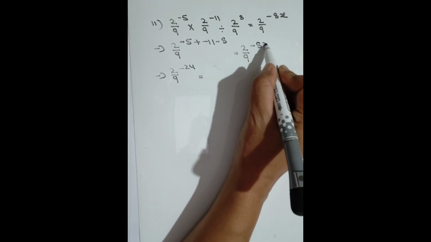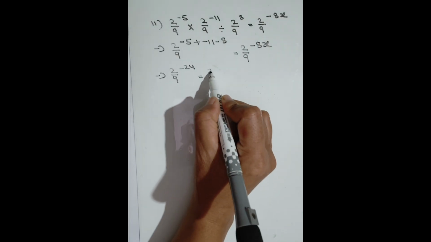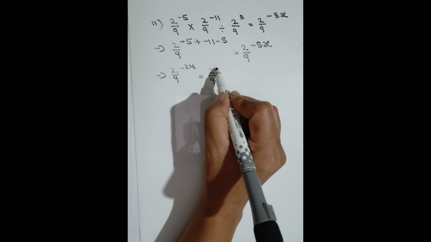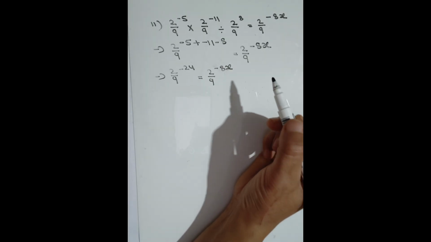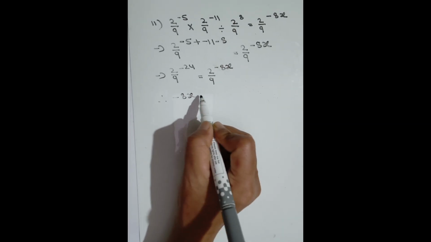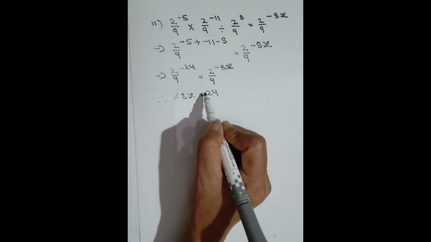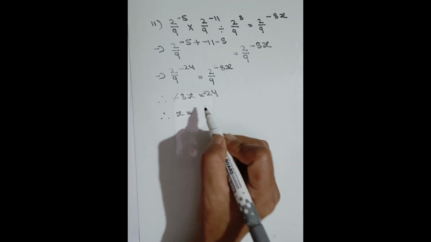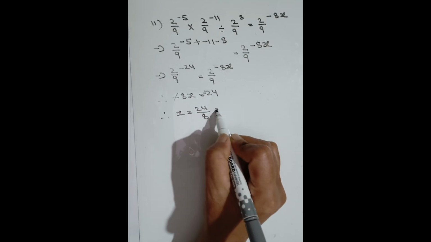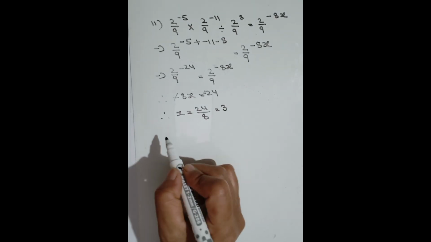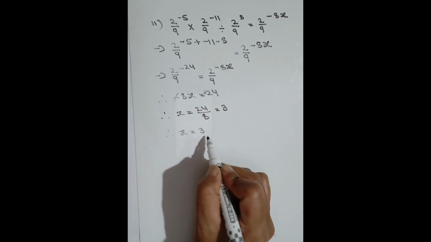Forgot to write the base, so I am writing it again. So base is same, 2 by 9 minus 24 is the power and equals to 2 by 9 minus 8x. That is minus 8x is equals to minus 24. Therefore, x is equals to 24 divided by 8, which gives you 3. So x is equals to 3 is the answer.